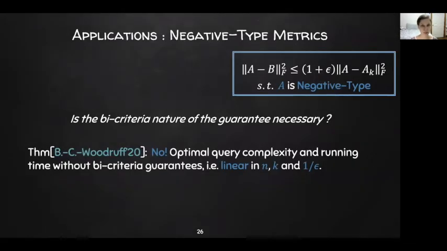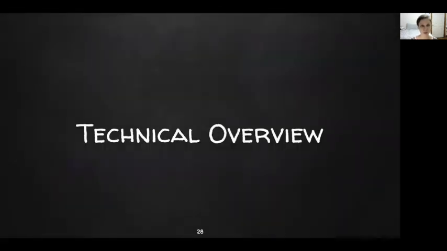While it may seem like this problem is completely unrelated, we show that our techniques enable us to obtain a pure low-rank approximation for negative type matrices with no bicriteria dependence and optimal sample complexity. We also obtain faster algorithms for ridge regression, which can be found in this paper. I will hand over to Ainesh, and he will describe some of the new techniques that we introduce in this work.